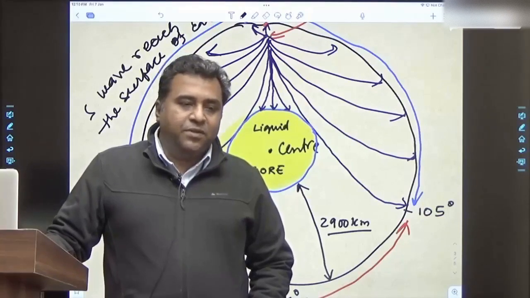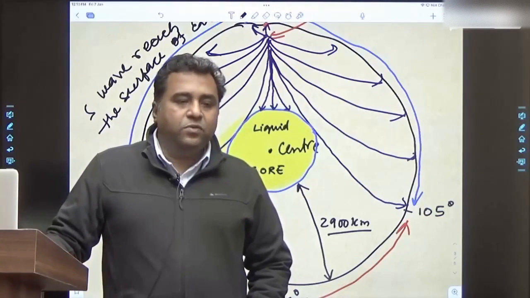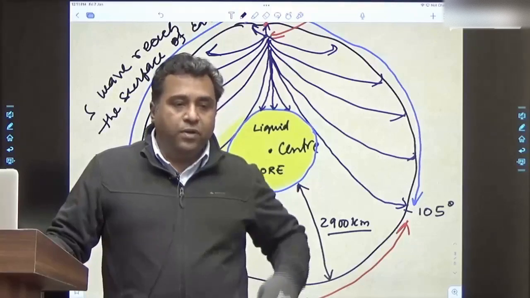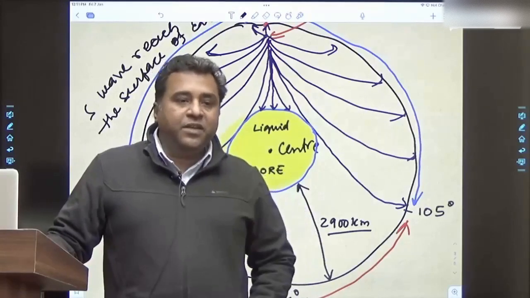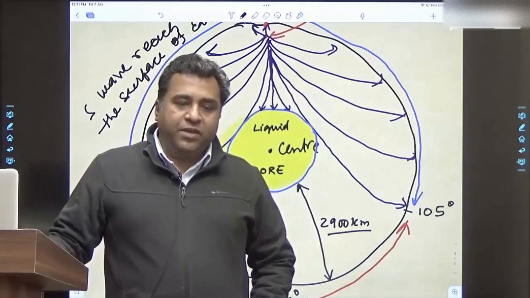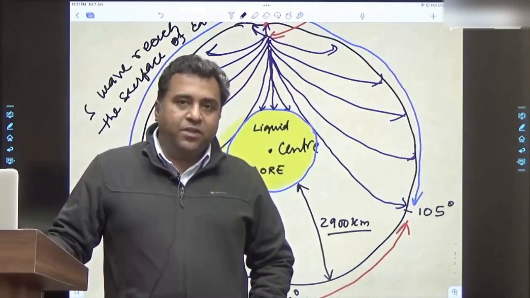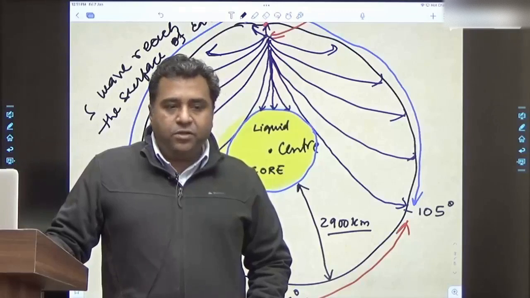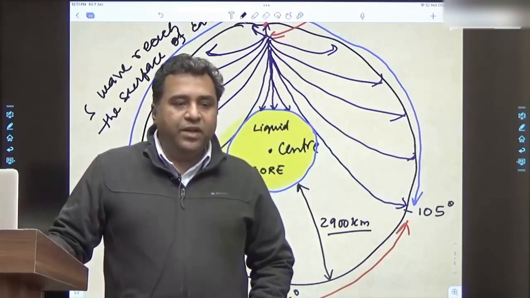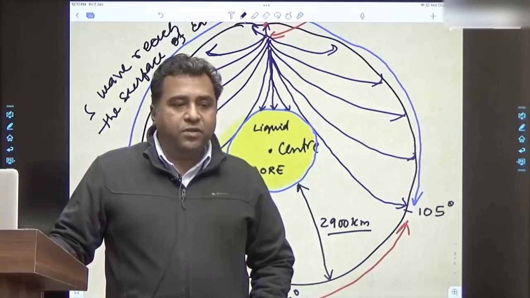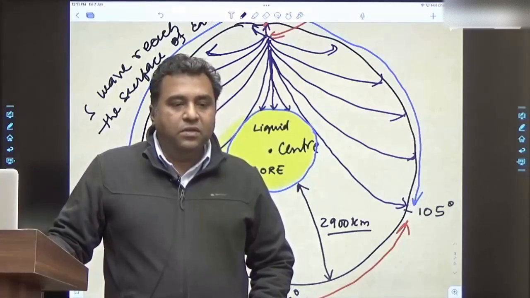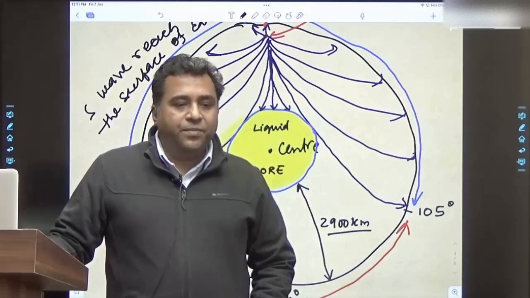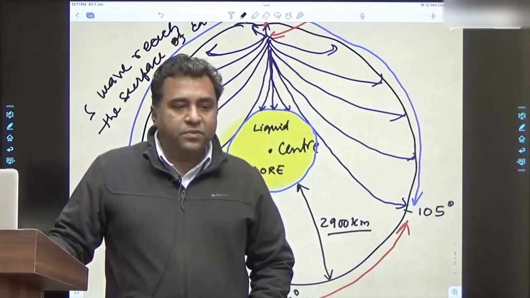NCERT chapter number 3 is for today, right? And for the next class, you will have to read chapter number 4. In chapter number 3, don't read volcano and earthquakes right now. Only read the interior of the earth. Then read chapter number 4. And later on, we'll come back to volcano and earthquake. So I've said chapter number 3, read only the interior. Don't read volcano and earthquakes, and then come back and read chapter number 4.